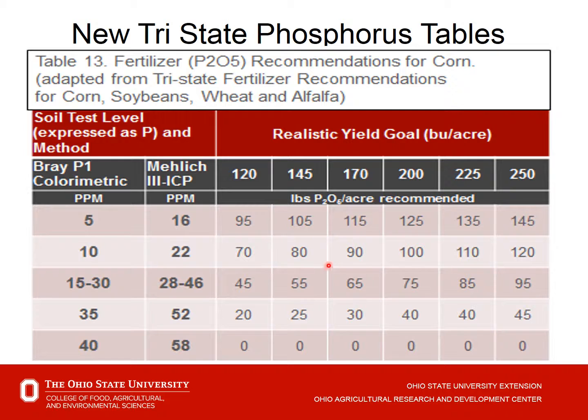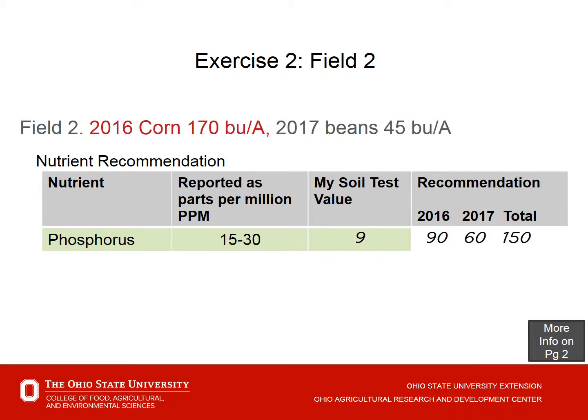For that field we have a 170 bushel corn yield goal, and so we follow that across, and our number becomes for the recommendation a 90 phosphorus P2O5 recommendation. If we follow that through to our record page here, we can look at this and see that we added a 90 here.